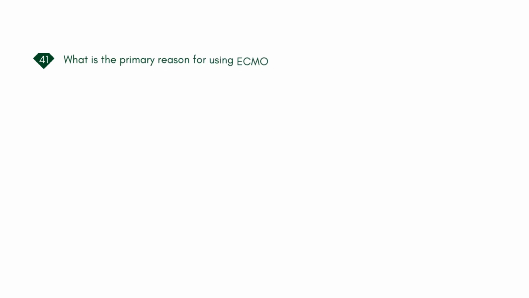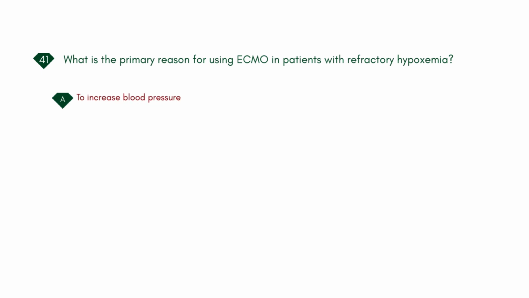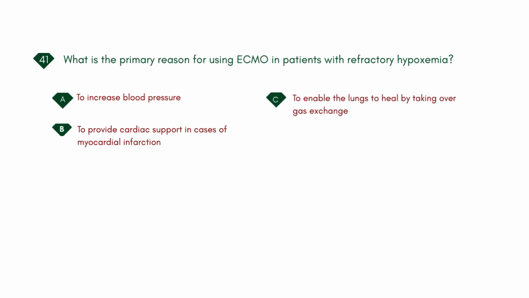What is the primary reason for using ECMO in patients with refractory hypoxemia? A. To increase blood pressure. B. To provide cardiac support in cases of myocardial infarction. C. To enable the lungs to heal by taking over gas exchange. D. To replace the function of the heart in cases of circulatory collapse.